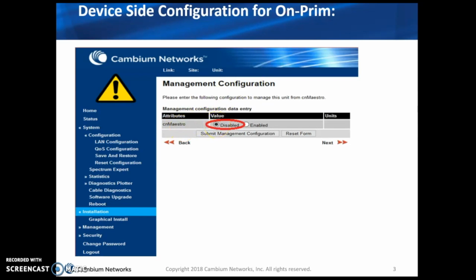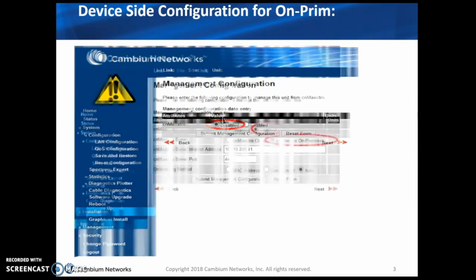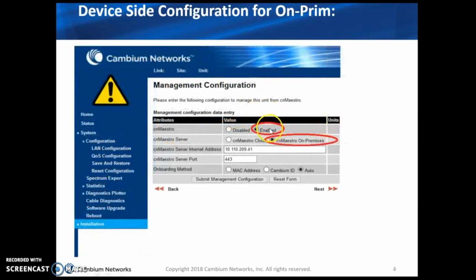Let me show you how it will look when we enable it. When we enable the cnMaestro server options, we get cloud and on-premises. Let's see how to configure the device using on-premise. Select this and key in the on-premise IP address or the FQDN name. In this example, I've given the IP address of the on-premise server where I'm going to onboard this PTP device, and the port number and onboarding method.